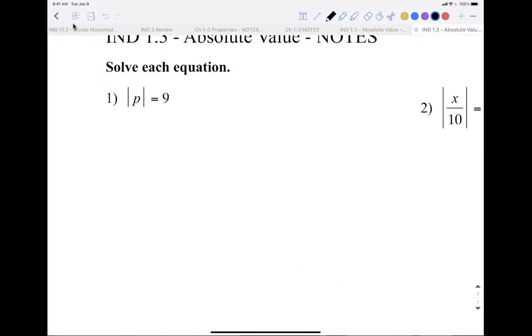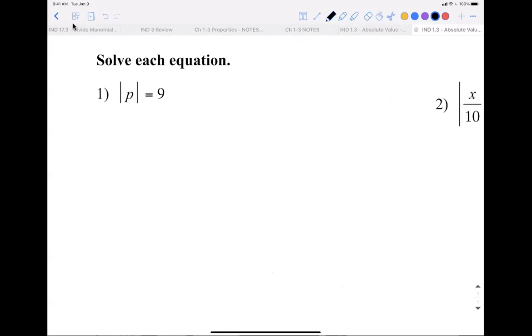All right, so for number 1, the absolute value is already isolated. So step 1 is done. I'll wait a second so you can get that copied down in your notes. We're going to do 5 examples. So example number 1, the absolute value is already by itself, so we don't have to do step 1.